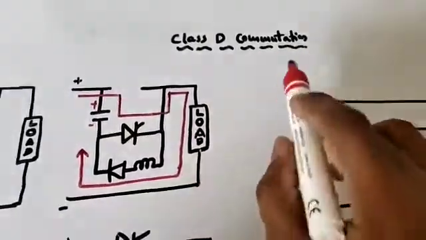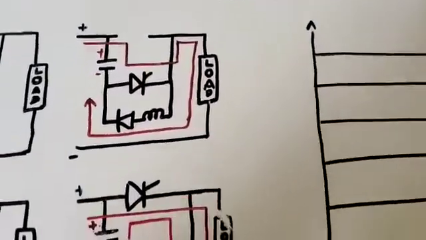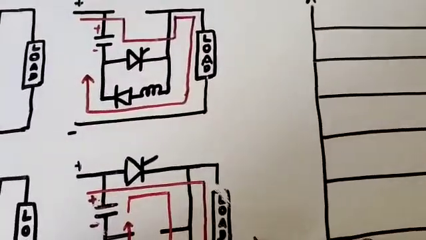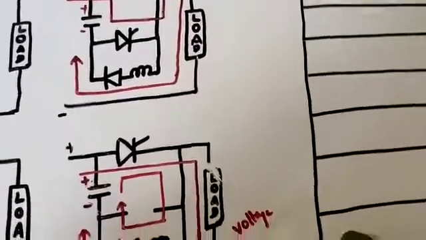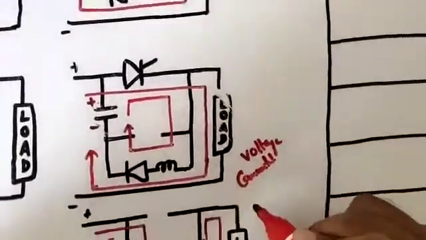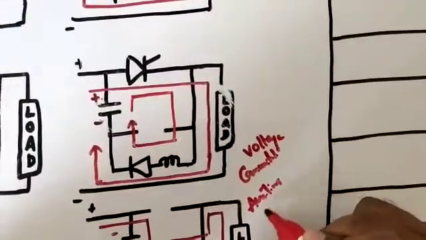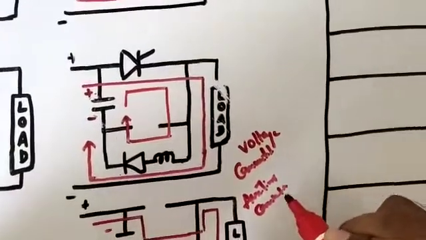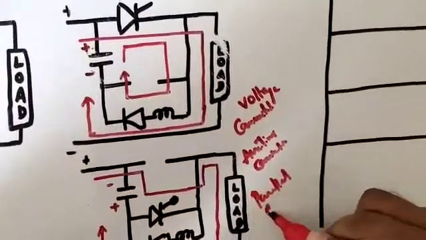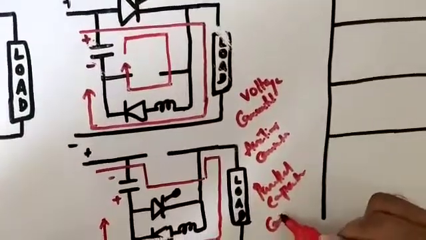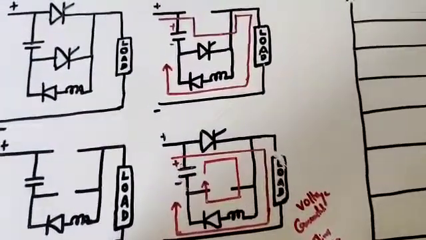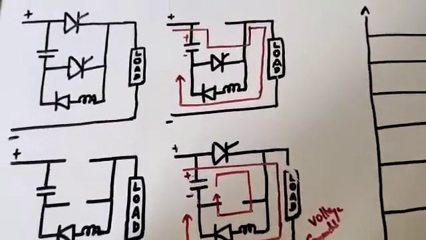Now the topic is class D commutation. We have different names for it. It is also called voltage commutation, auxiliary commutation, and parallel capacitor commutation. So these are the different names we are going to explain in this particular class D commutation.